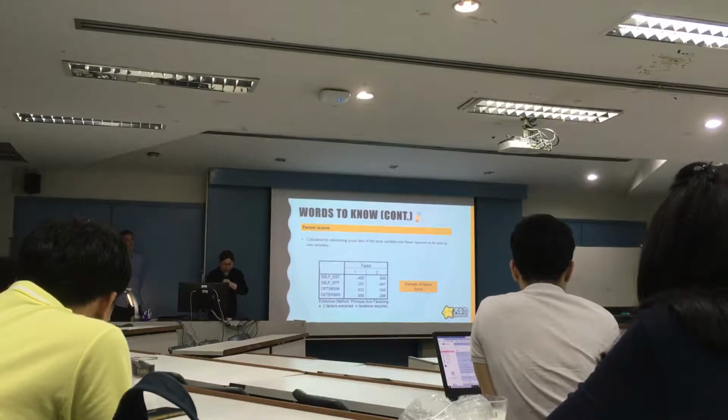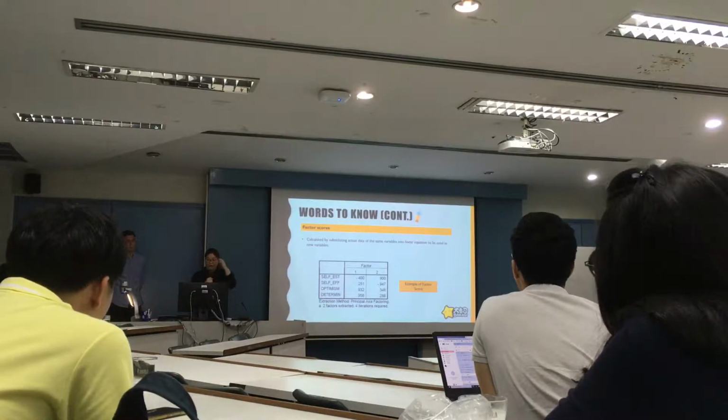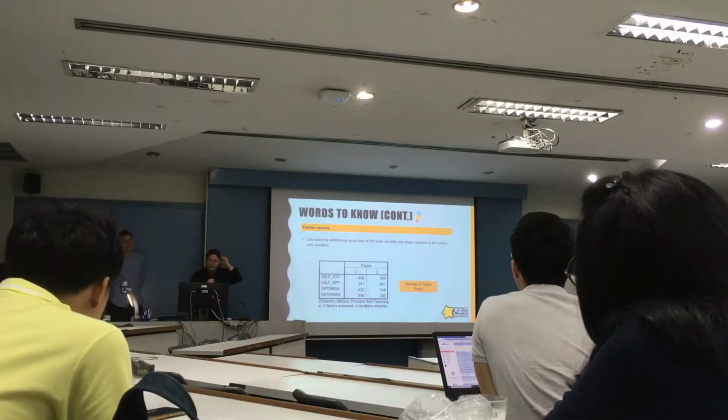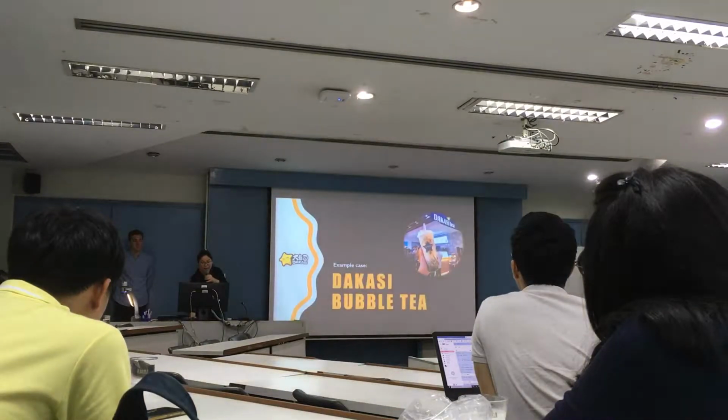Factor score is calculated by substituting actual data of the same variables into a linear equation to be used as a new variable. So initially, it will just create a linear equation for you to calculate the data.